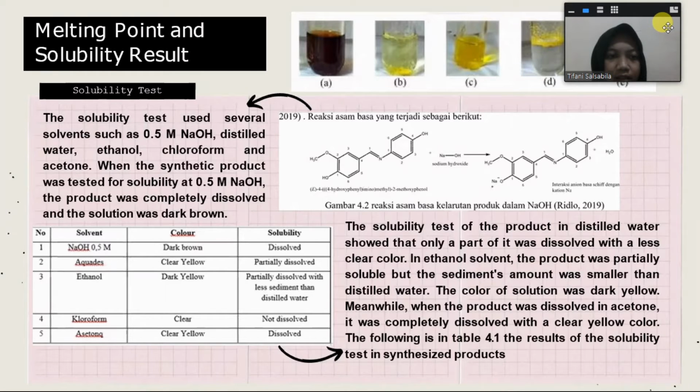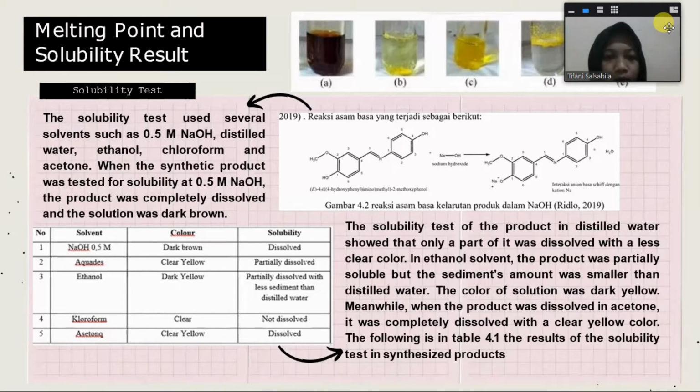The solubility test of the product in aqueous showed that only part of it was dissolved, with colorless solution. In ethanol solvent, the product was partially soluble with a smaller amount of sediment than distilled water, and the color found is dark yellow. In aqueous and ethanol solvent, the product is partially dissolved because distilled water and ethanol tend to be polar. The chloroform solvent cannot dissolve the product because of the difference in the level of polarity, and it is colorless.